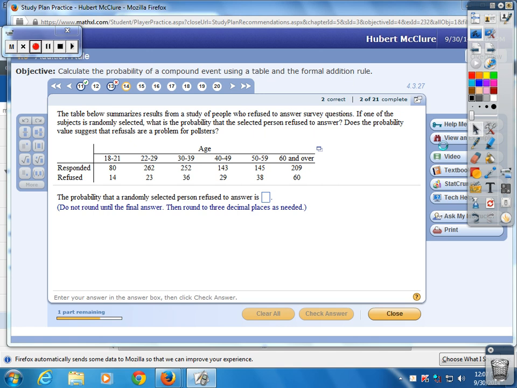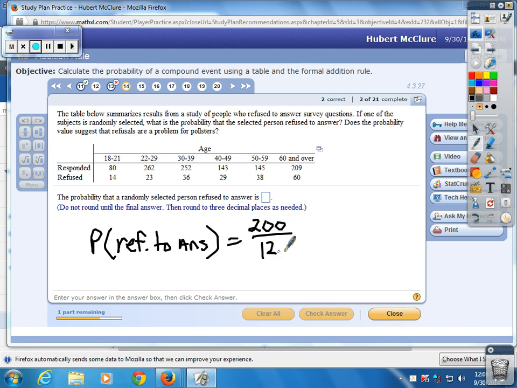Now, how many did not answer or refuse to answer? Well, that'll be this whole section right here. So you will add all that up. Is it 200 even? So the probability here is going to be 200 over, what's the other one? No, 1291. So the probability that they refused to answer is equal to 200 over 1291, which is what? Give me the three decimal places.